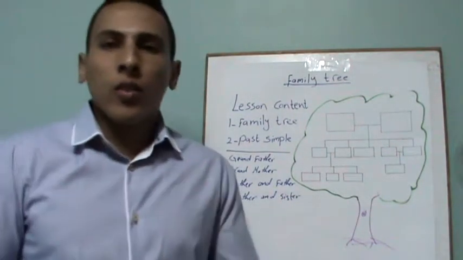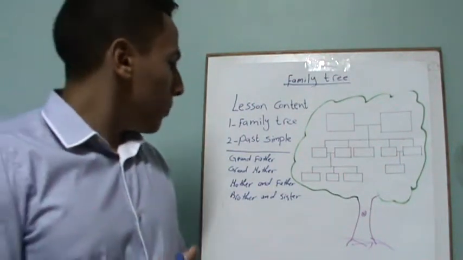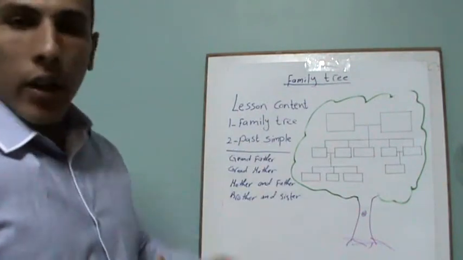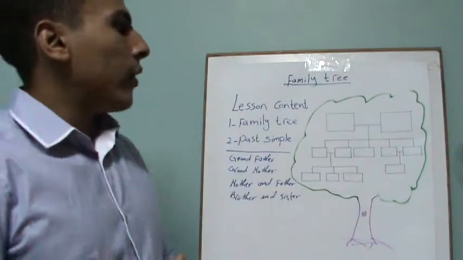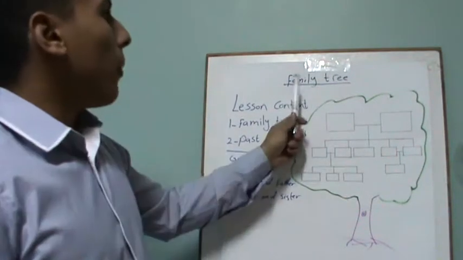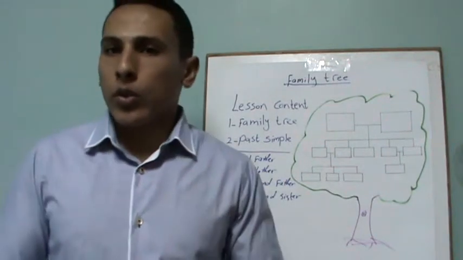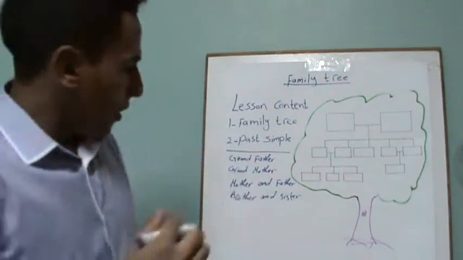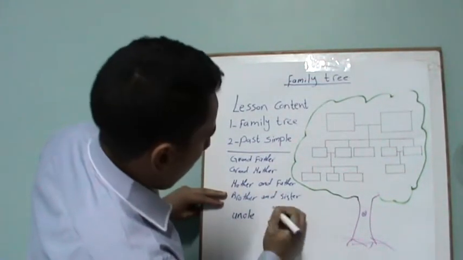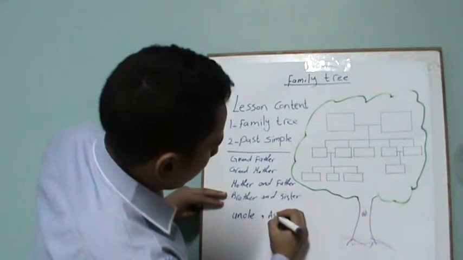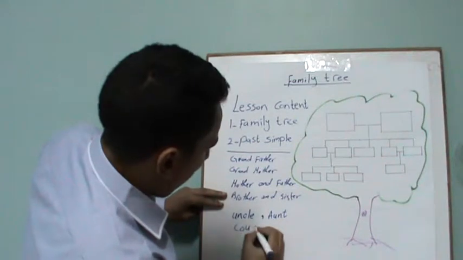We discussed these words in our previous lesson, and for our lesson today we fill these words in a tree which is called family tree. And for our new words for today, which is uncle, aunt and cousin.